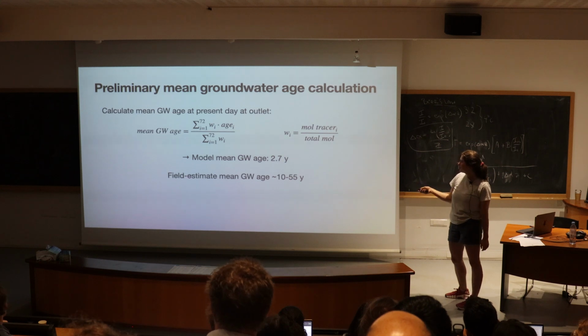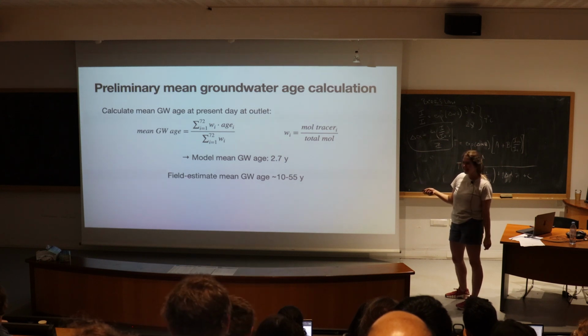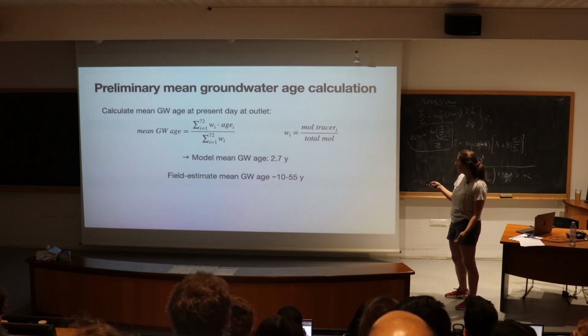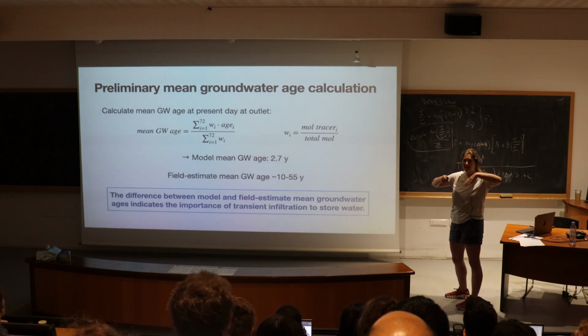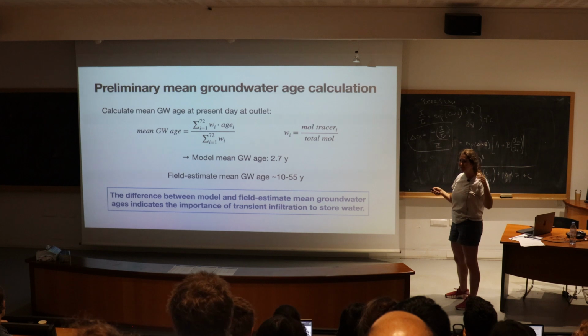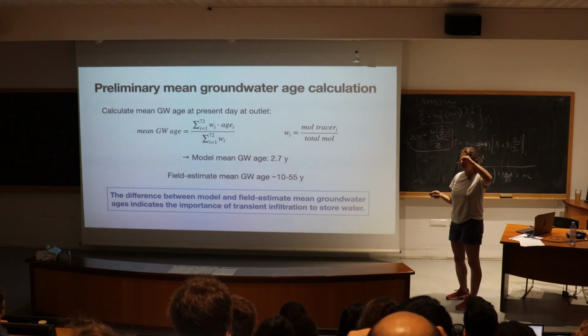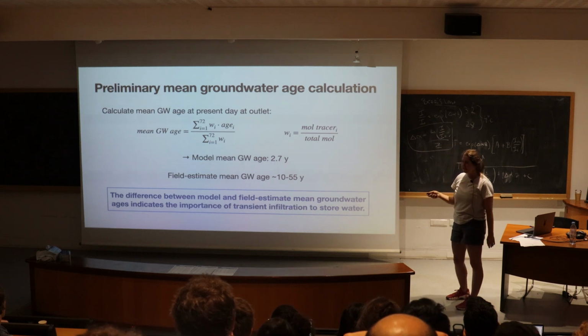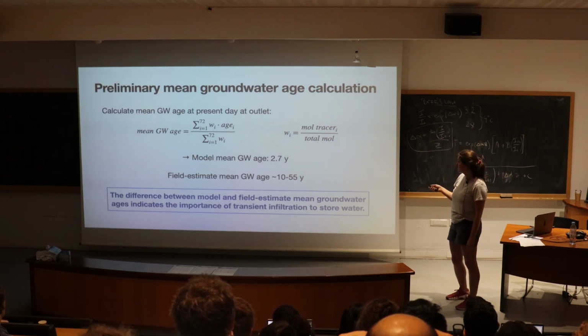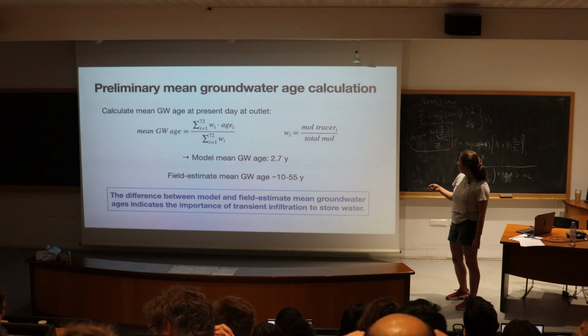And so there are obviously a lot of differences between the model and reality, but I think the primary one responsible for this is the fact that the recharge I put in was just a constant rate all the time, but actually recharge is very transient. And so I think the transient nature of infiltration is what's controlling water sticking around in this system, based on just this first crazy model run.